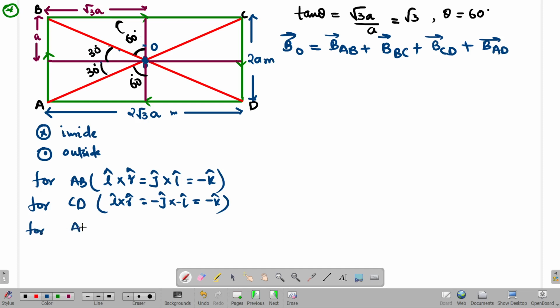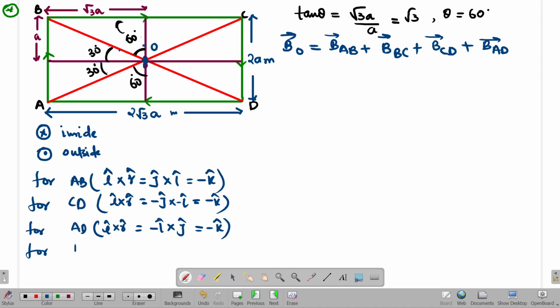For AD, this is L cap cross R cap. L cap is along this time minus I cap, but R cap is along plus J cap or not? I cross J is minus K cap. Are you able to get me?